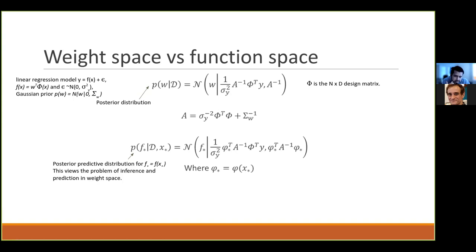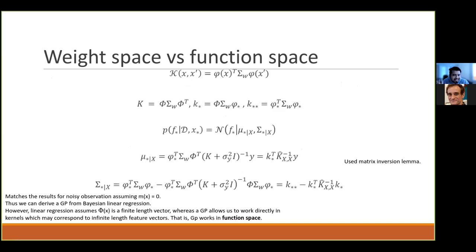This is pretty complicated. It's impossible to understand in a short period of time. Then there's the A in the second line, and p in the last equation is the posterior predictive distribution for f star. This views the problem of inference and prediction in weight space. We'll just assume whatever is said, even if it's hard to understand what they actually mean.